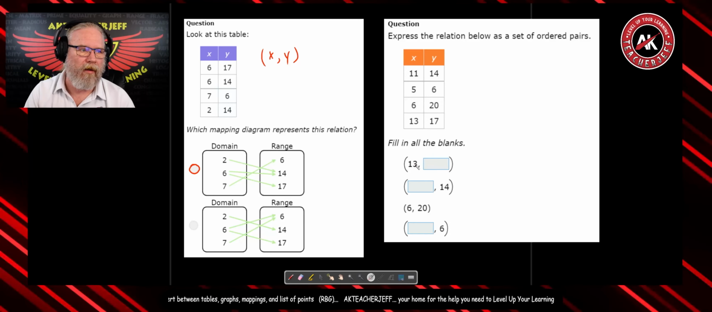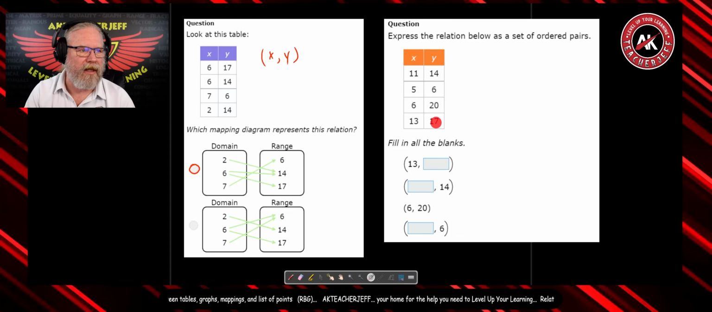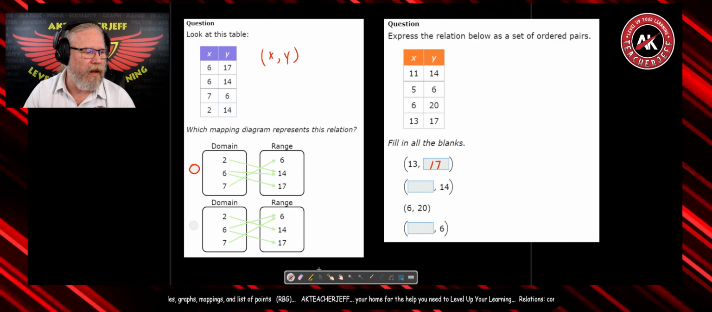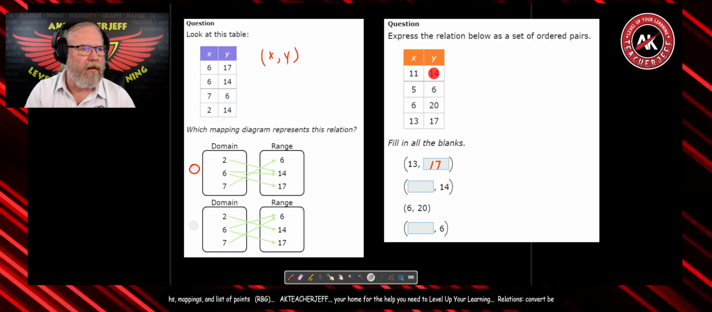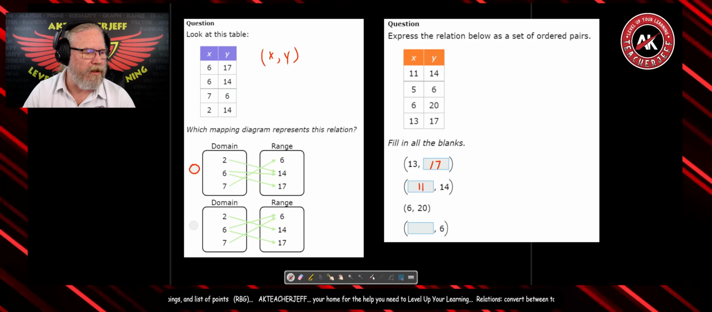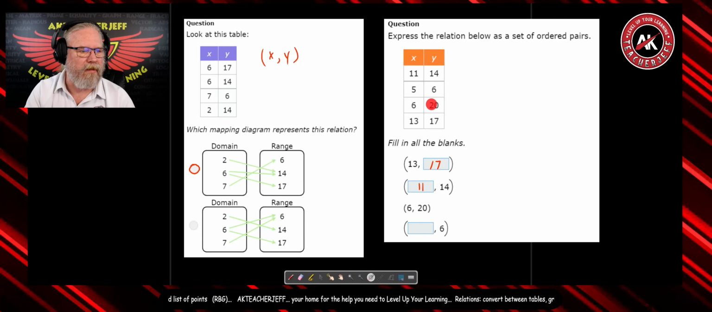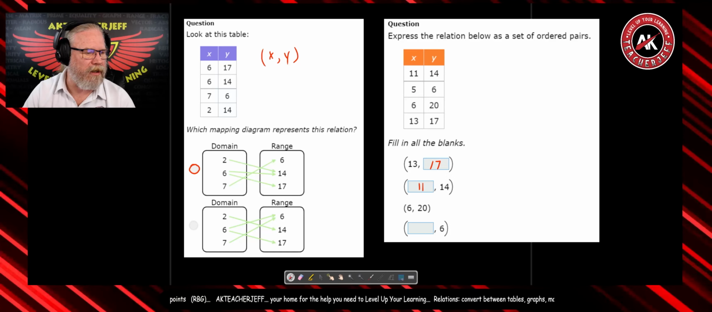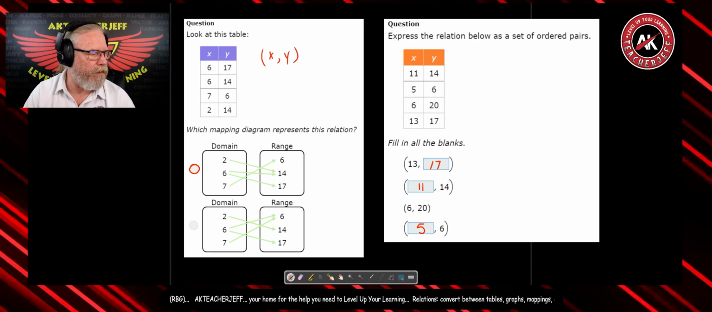X comes before y. So wherever we see 13, and we have a blank here, well, 13 looks like it's mapped to 17. So we'll fill in 17 here. And then for the other one, something's mapped to 14 right there, and that appears to be 11. So let's put 11 in here. Let's check out the third ordered pair here. Is 6 mapped to 20? Yes, 6 is mapped to 20. And what is mapped to 6? It looks like 5 is mapped to 6. So we'll fill in 5, and that is our final answer for this one.